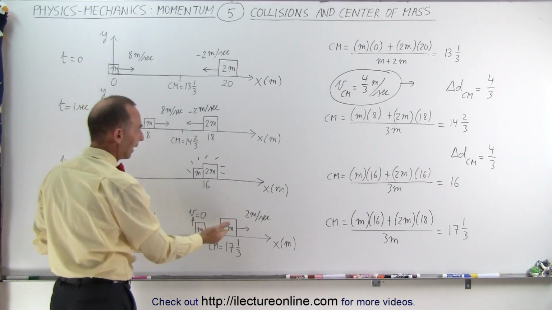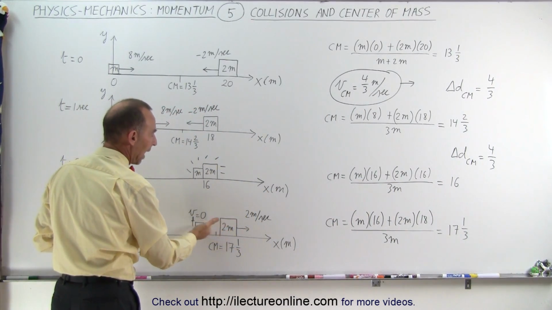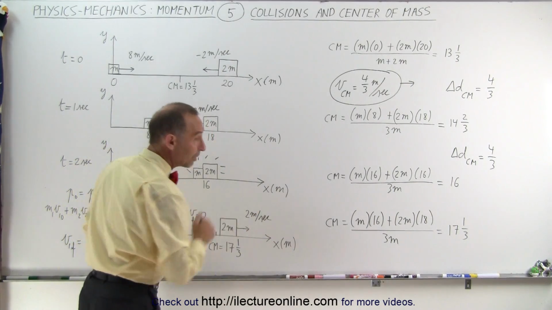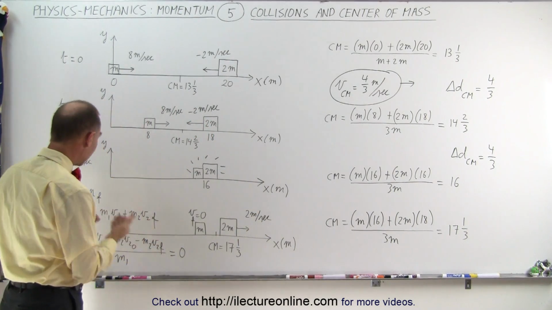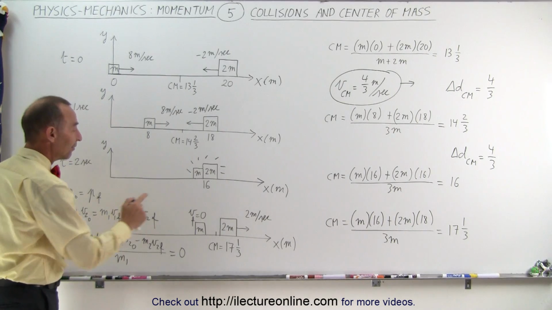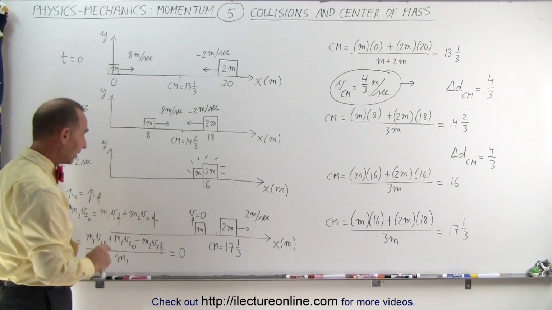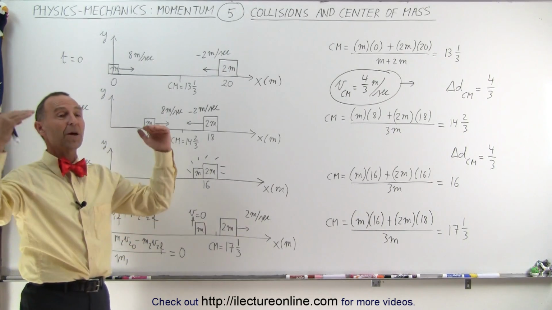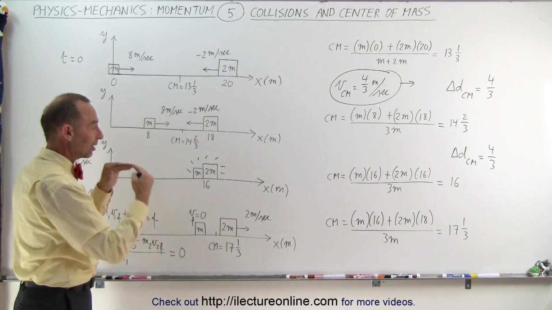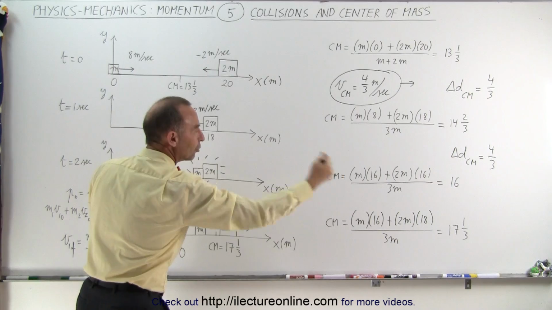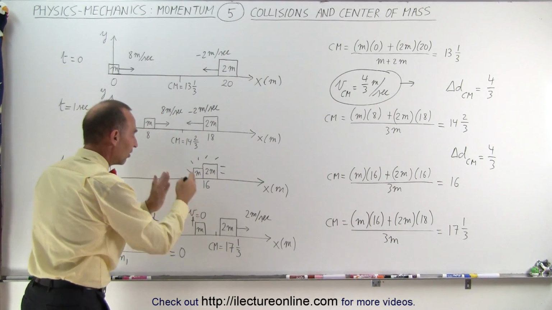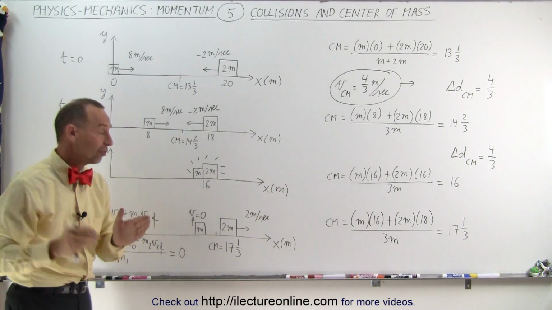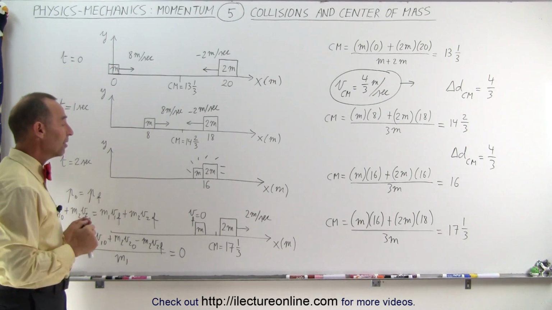Well, assuming that the large object is now, after the collision, moving to the right at 2 meters per second, we can calculate what the final velocity would be for the small object, and it turns out when we work that out, it is 0 meters per second. So the small object bounces against the large object, the large object goes to the right at 2 meters per second, and the small object stays in place to satisfy the conservation of momentum.